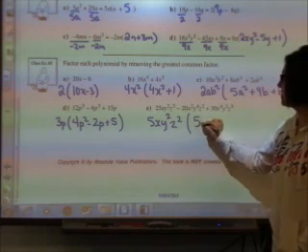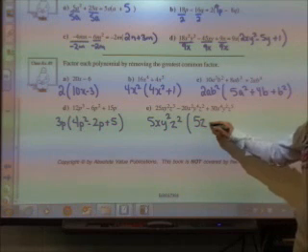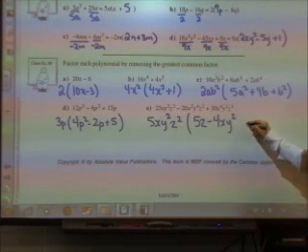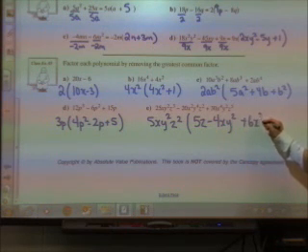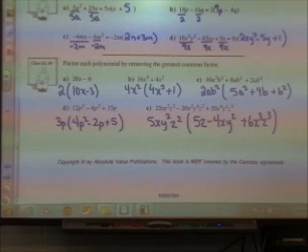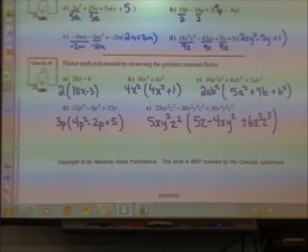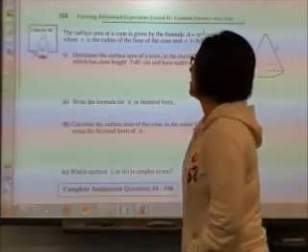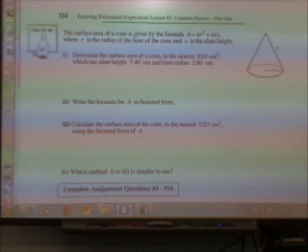5z minus 4xy squared plus 6x cubed z cubed. Good. Okay, we have one more question. Yay! Have one more question in another lesson.